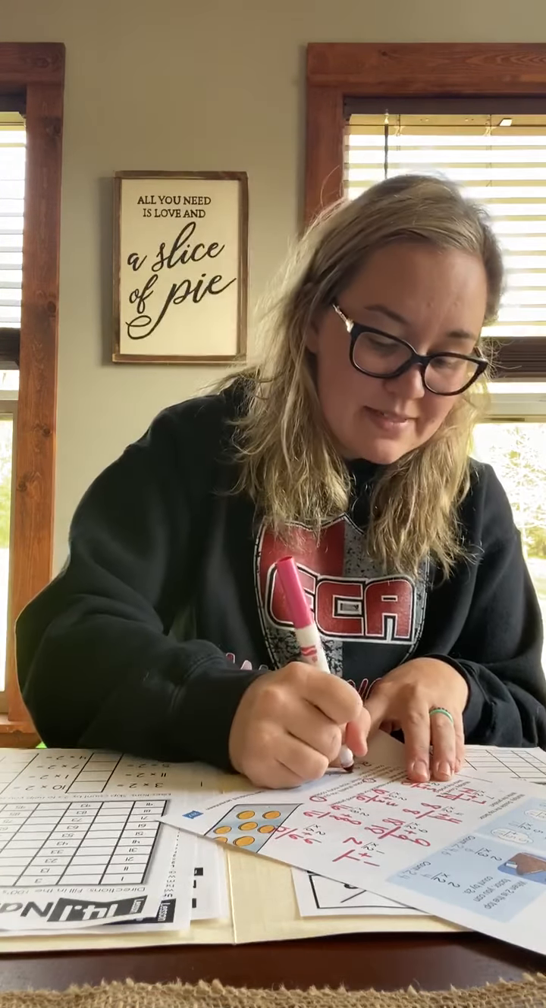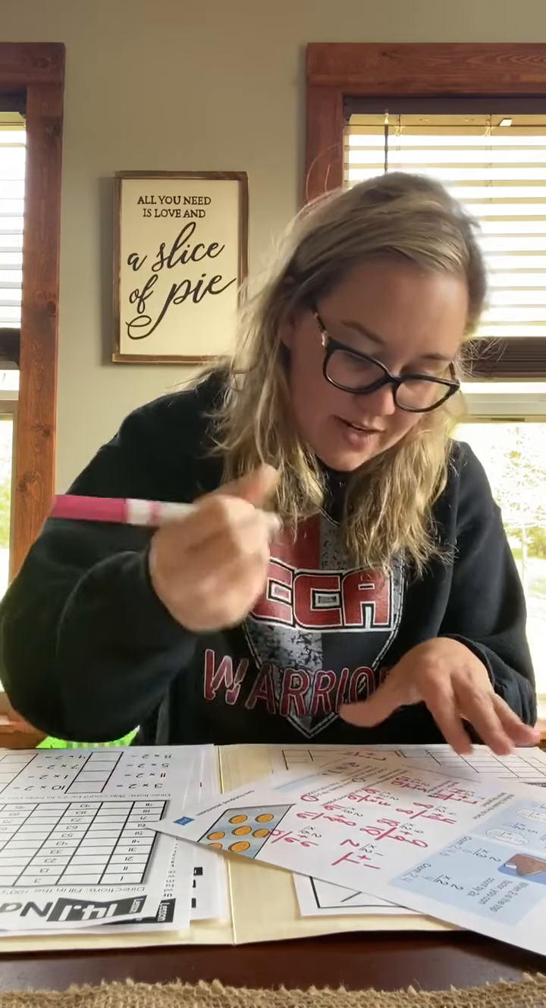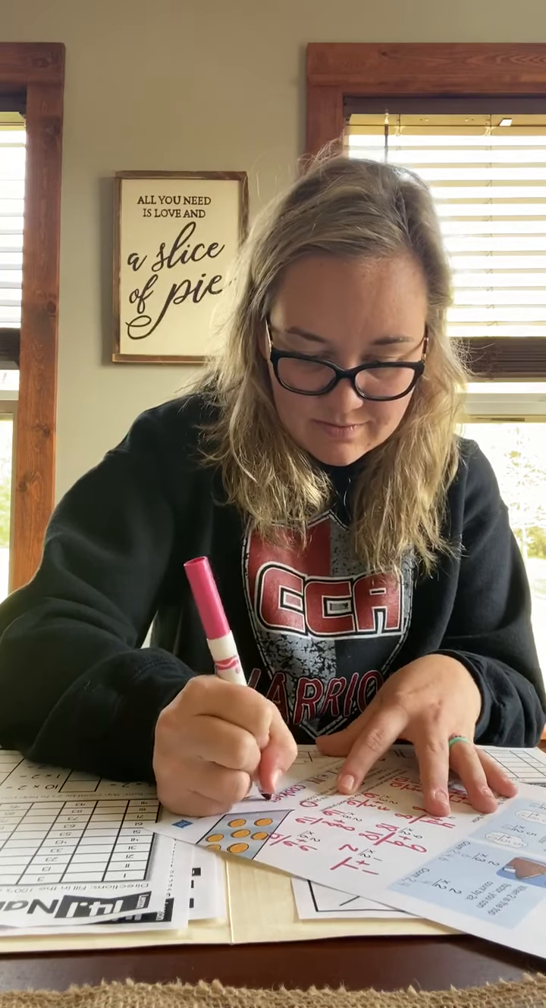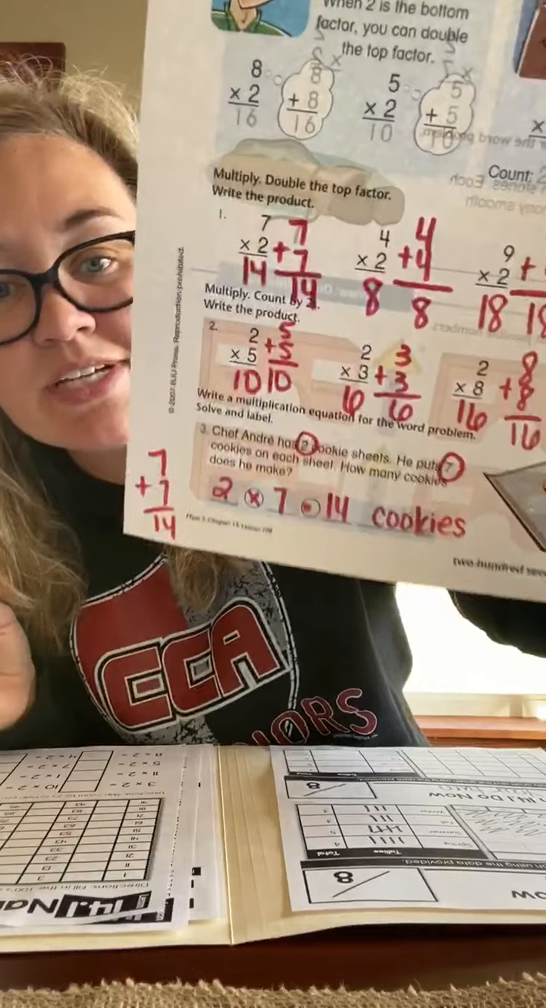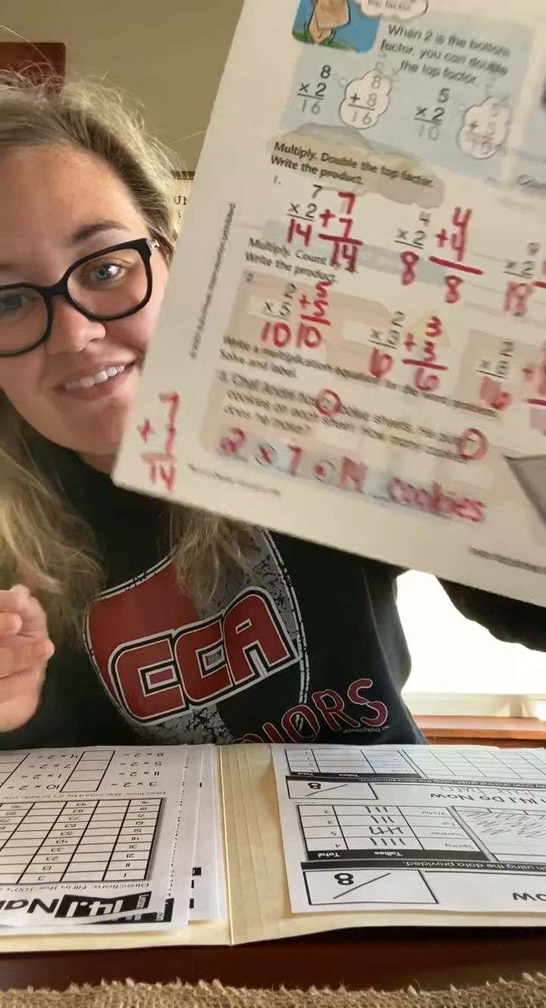So 2 times 7 equals sign. So 7 plus 7 is 14. So it'll be 14 cookies. Just like this. 2 times 7 equals 14 cookies. And then 7 plus 7. Okay? Let's flip it over to the back.